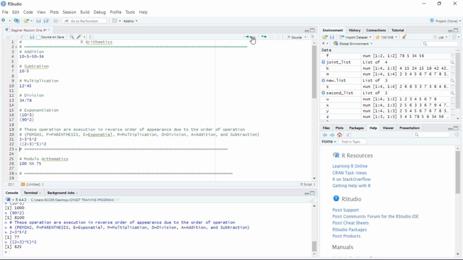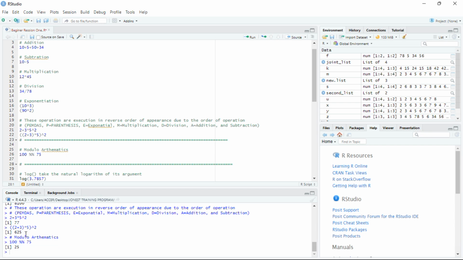At the end of the day, we use the double percentage sign to represent modulo. So if you want to find, let's say, 100 mod 75, you just write 100, and the percentage sign comes in the middle of the 100 and the 75, and then run it, and you are surely going to get your answer. So 100 modulo 75. Once you run it, you are going to get 25.